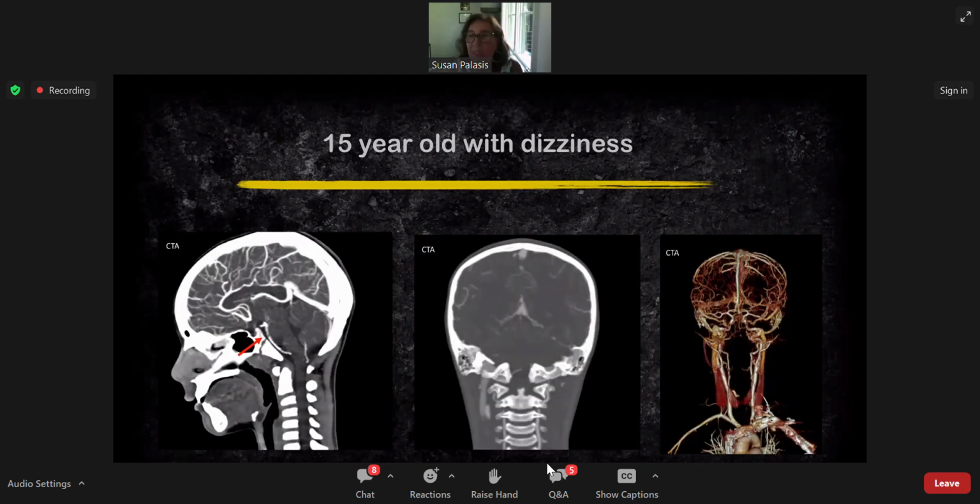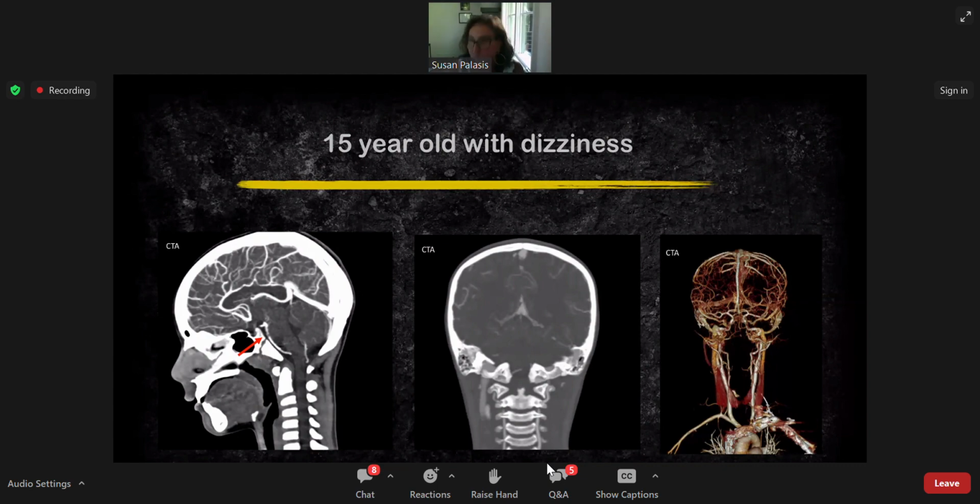So of course, there's a lot of flow-related signal dropout that you can have with MRA, and the more specific study to do for complete evaluation is to go to a CTA, which is what we did. And on the CTA, we had good filling of the vertebral arteries, like you can see here in this coronal reformat. But it looked like there was a little filling defect or something in that basilar artery.